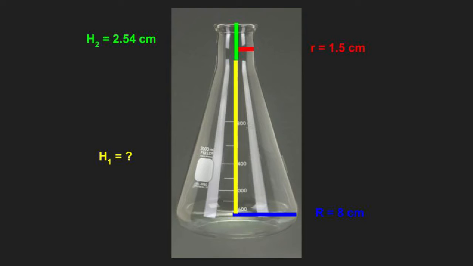The 2,000 milliliter flask used in the experiment is shown. It is composed of 2 three-dimensional shapes, a cylinder and a frustum, which is a cone that has had its upper part cut off. The cylinder has a height, h2, of 2.54 centimeters and a radius of 1.5 centimeters, represented by the lowercase r. The frustum has an unknown height, h1, and a radius of 8 centimeters, represented by uppercase R.